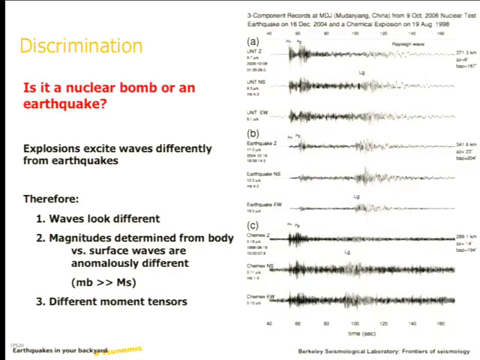So this is a three-component record. This is a WWSSN station, I think, is that right? Is it a WWSSN station in China? Okay, I think so. This is from a nuclear test in North Korea. So this is the nuclear test. This is what an earthquake looks like at a similar distance, and this is what a chemical explosion looks like.